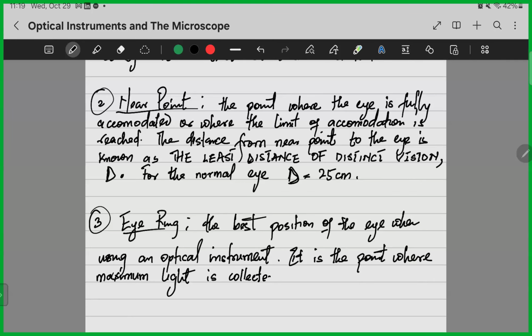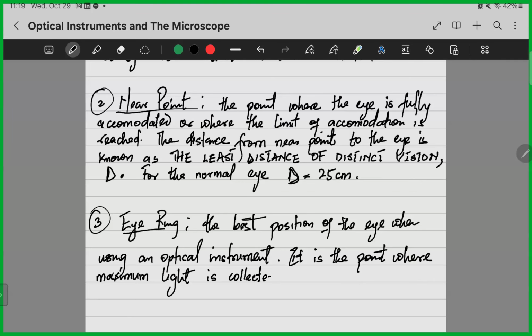Keep in mind again that magnification of a lens can be positive or negative. Magnification can be positive or negative. Keep that in mind.